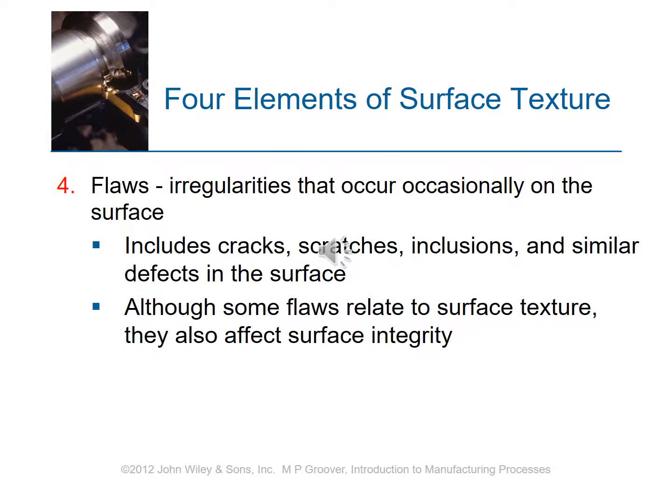All right, the fourth element is flaws. And just by the name flaws, you know it's not going to be good. But you got cracks, scratches, inclusions, some kind of defect on the surface or in the surface. They affect integrity. These things act as stress concentrators, and what will happen is, if you've seen a chip in a windshield and a crack will develop on that, that's because of the texture. The stress will concentrate on that. Same thing will happen in any material, but especially brittle material.